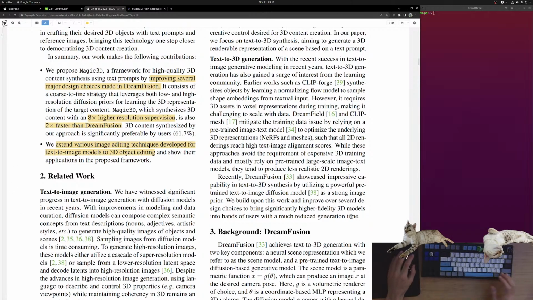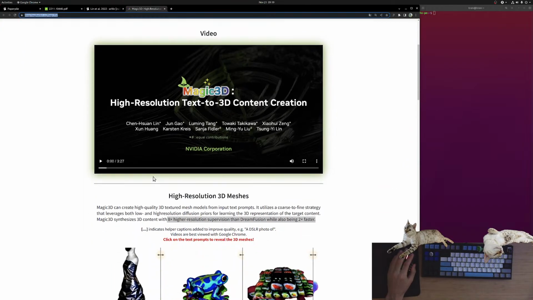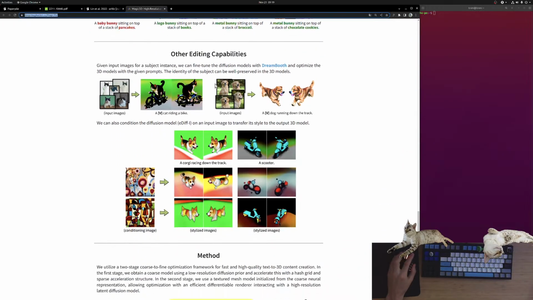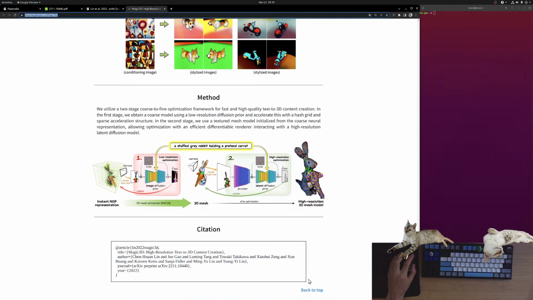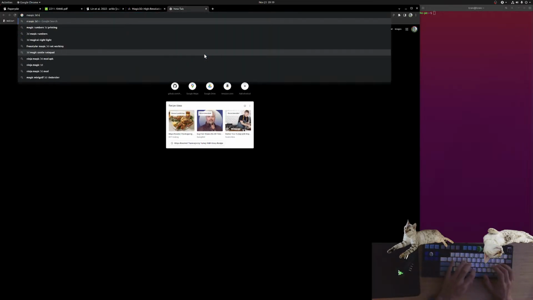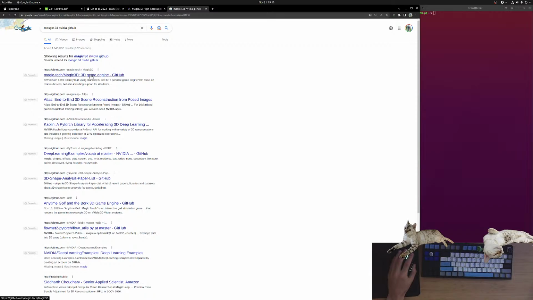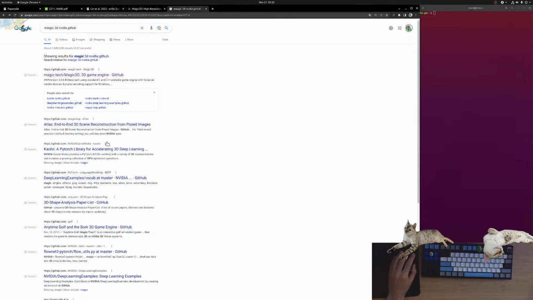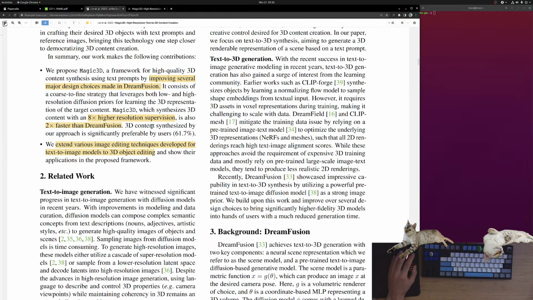Okay, so, I mean, honestly, I'm dying to try this. Do they have actual GitHub for this? Unfortunately, I don't think they do. Magic3D NVIDIA GitHub. This is not it. Yeah, they don't actually have it. Unfortunately.